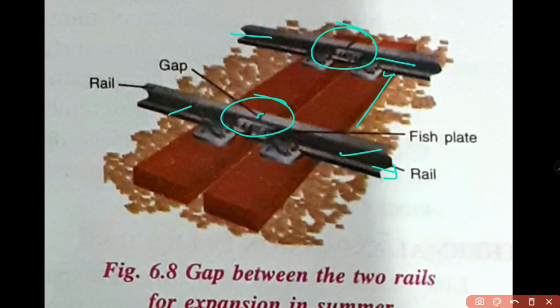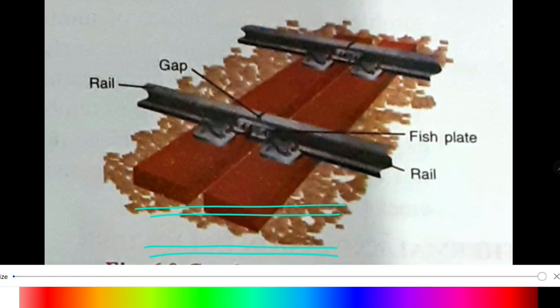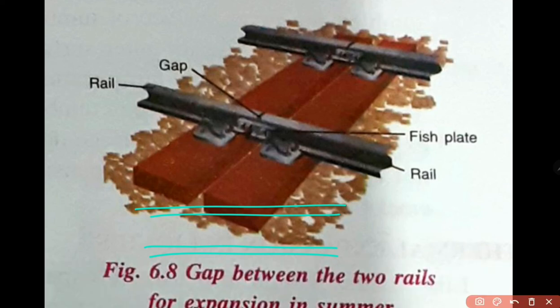But if these gaps are not kept, what will happen? If the gaps are not kept and it is a straight railway track, then during summer it will expand, and since this railway track is getting expanded, it will tend to bend, like we have seen with that wire bending. So when this railway track bends, whenever a train passes over it, it might overturn itself. I hope you have understood this point as well.